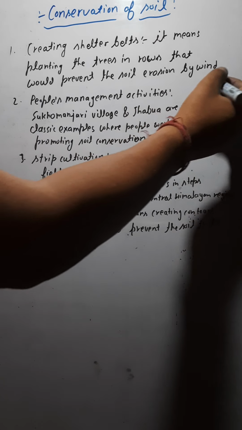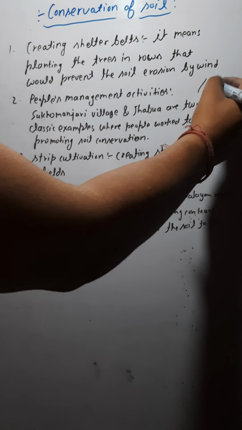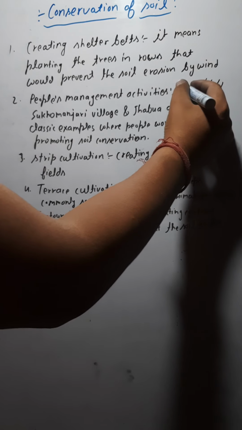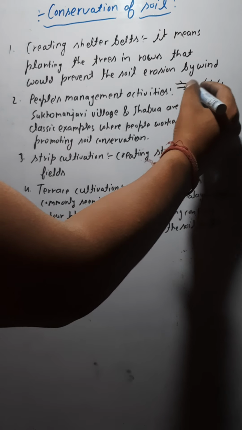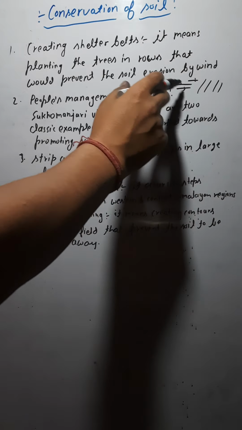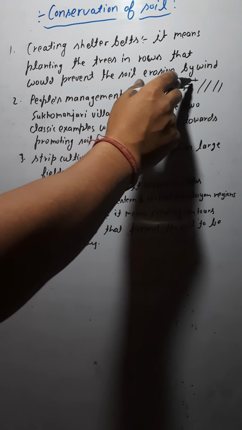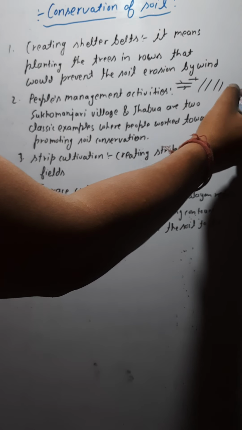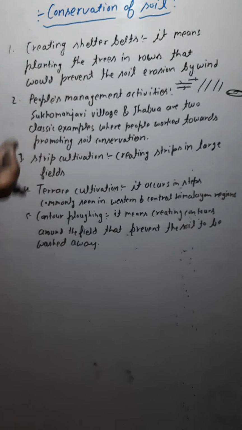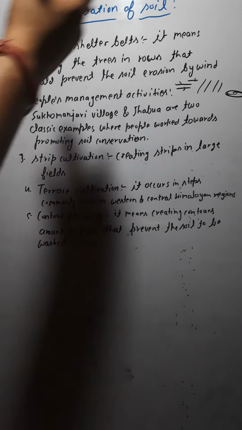Let's say we are planting big trees in a row like this. So these big trees would act as a windbreaker. Suppose from here you have fast wind that is blowing. These trees would act as a windbreaker, so that this wind could not erode the soil which is here, because the soil can be eroded by fast wind also.